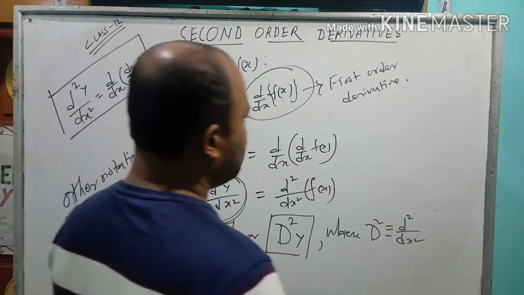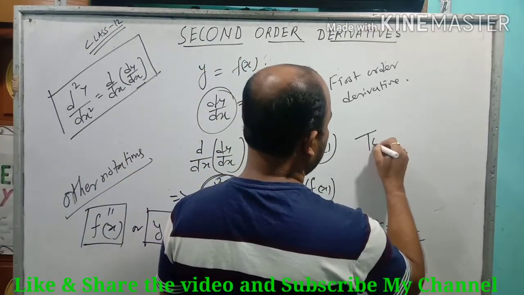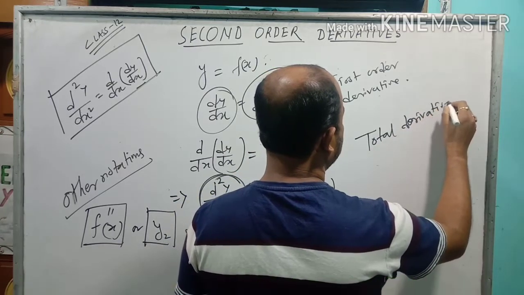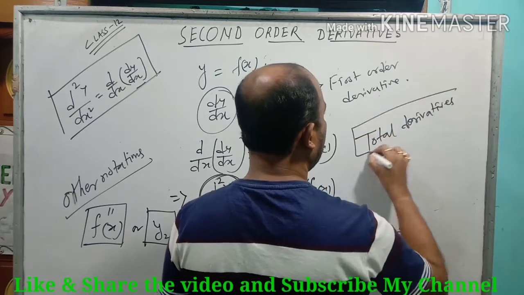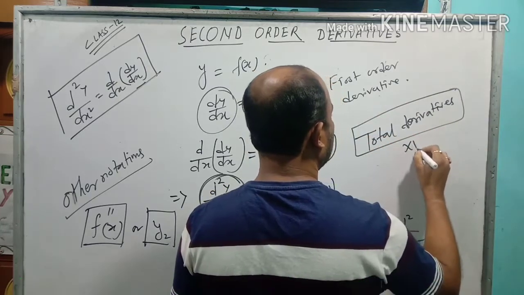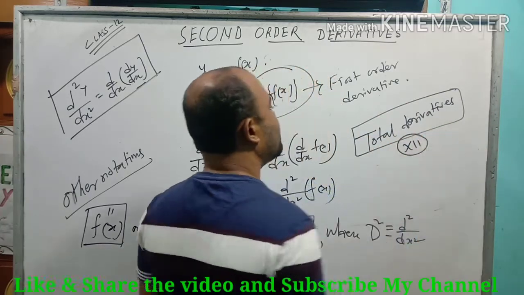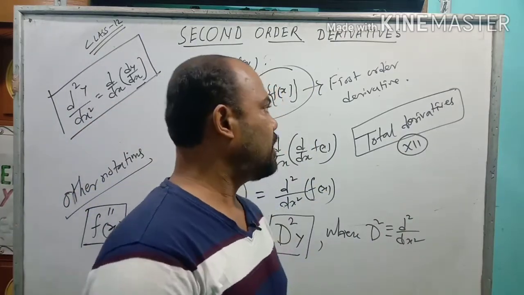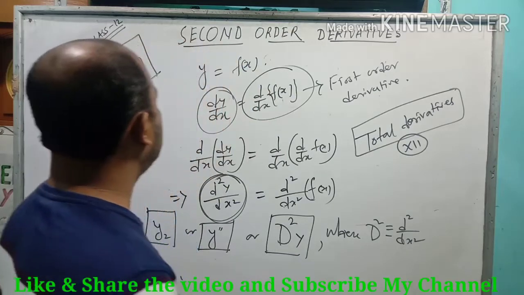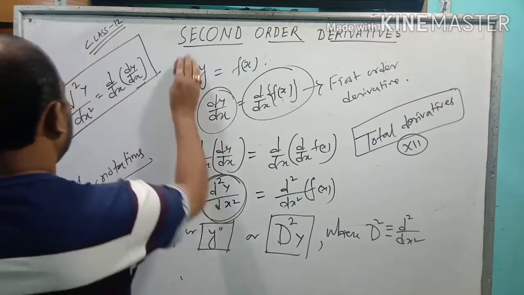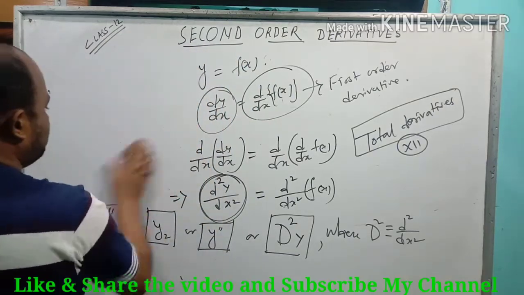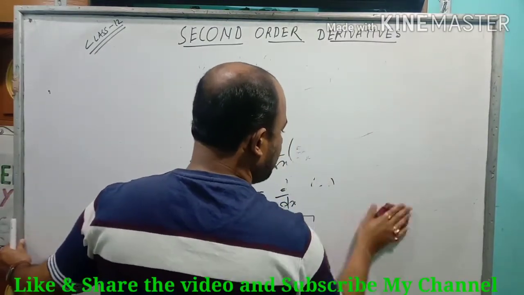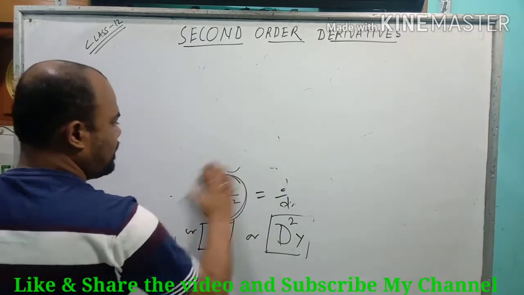And another important thing: these types of derivatives are called total derivatives. Actually in the whole class 12 syllabus all the derivatives are total derivatives. In higher classes we see many different types of differentiation. Now let us see two very simple examples of how to find the second order derivative of a given function.